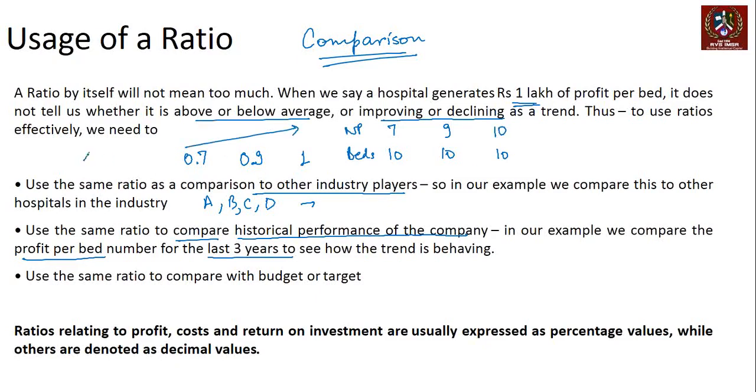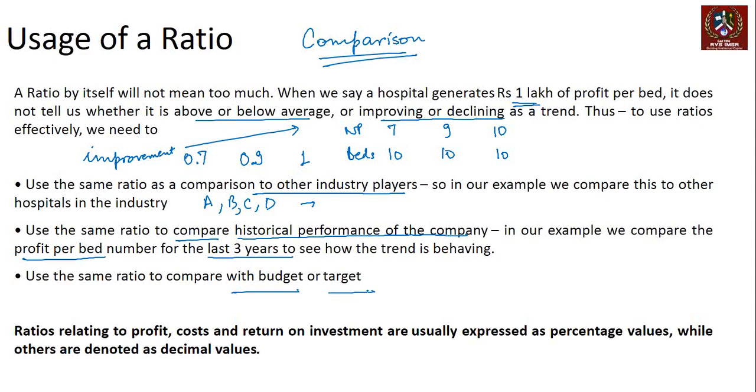That's an uptrend, that's an improvement, right? How do we get to know about the improvement? The company is making more profits on the same number of beds. Now, this information is only useful if we have historical data. So one way is you compare with the industry, the other way is you compare with the historical performance of the company, and the third way is you can use the same ratio to compare with the budget or target.